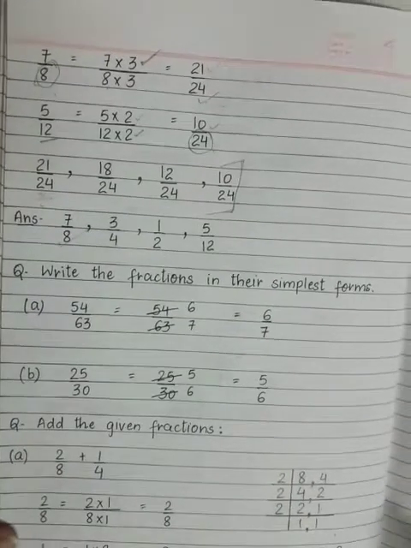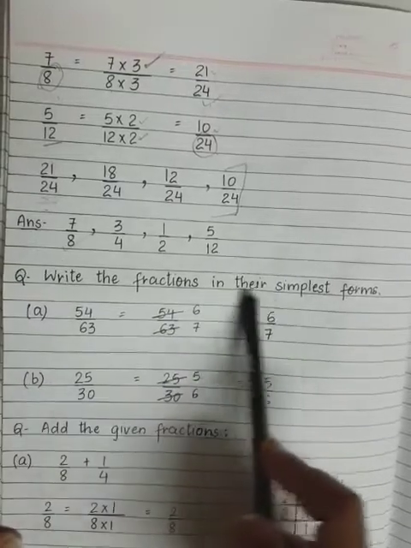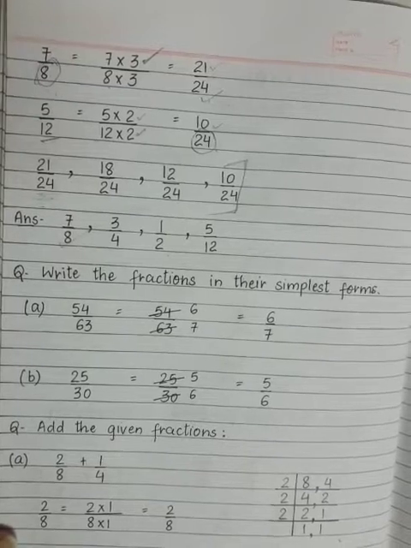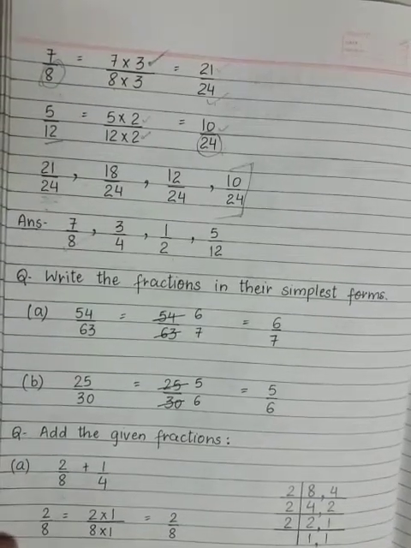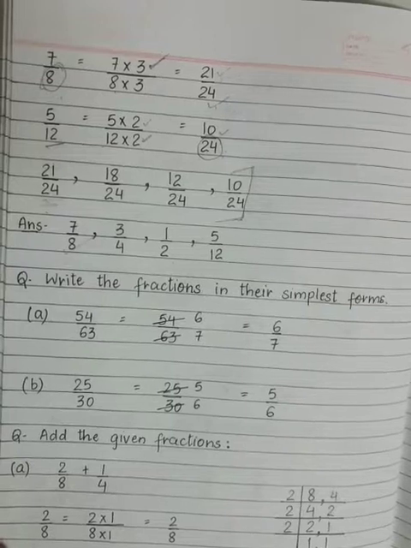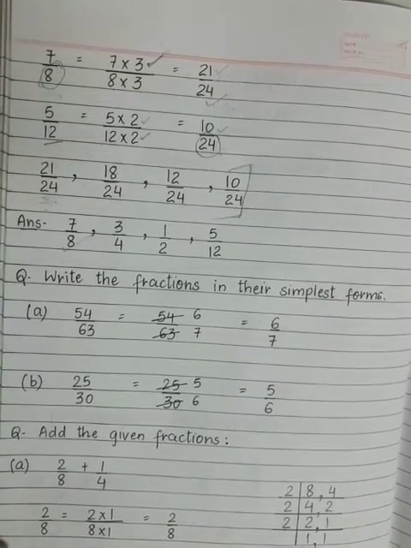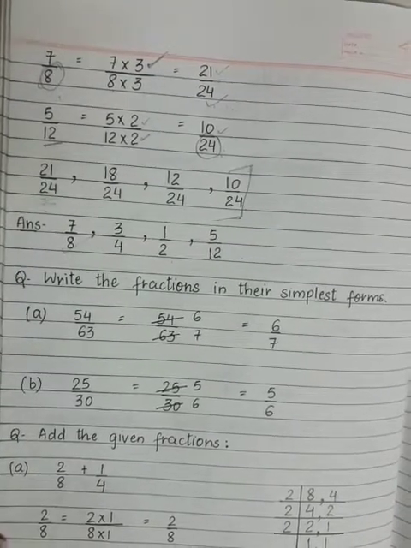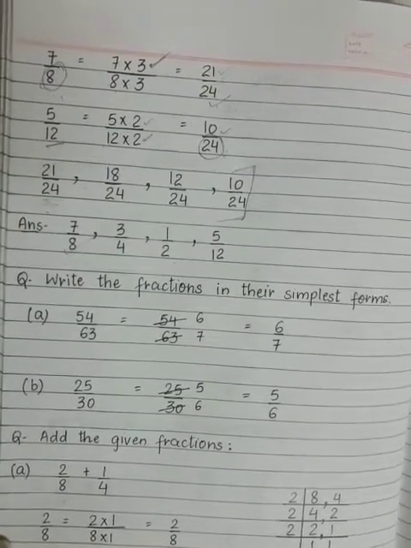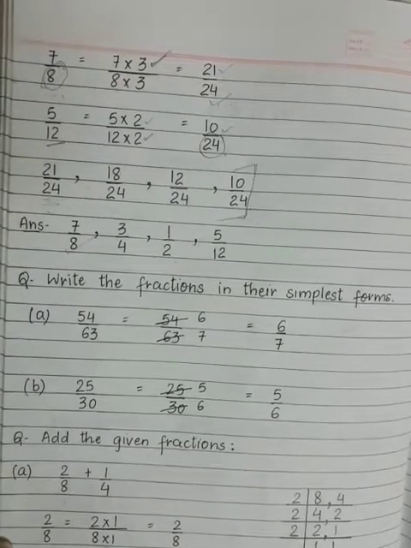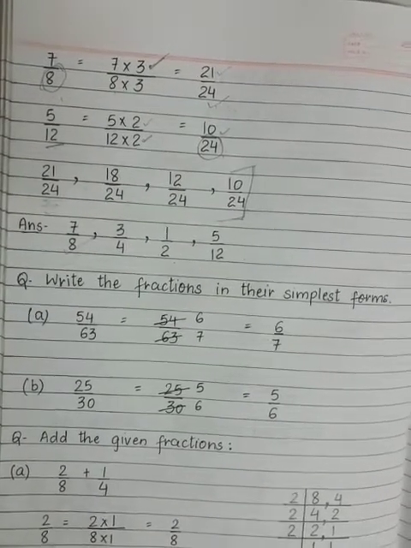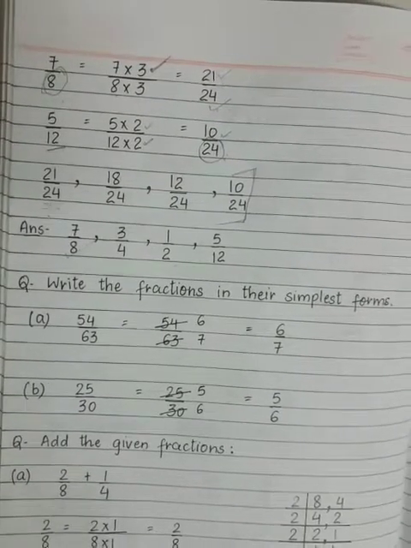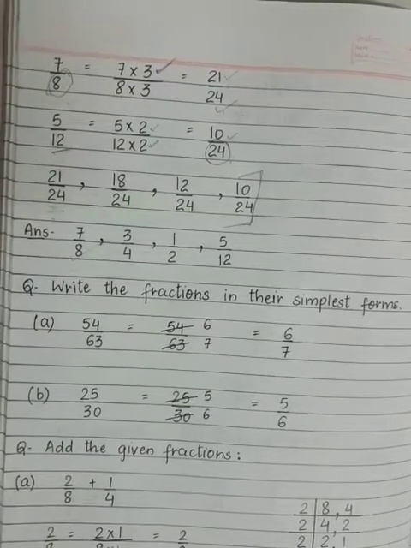Now, coming to the next question, write the fractions in their simplest form, okay. Now, children, a fraction is in its lowest term or simplest form when its numerator and denominator have no common factor other than 1. Okay? And how can we reduce a fraction to its lowest term or simplest form? We can reduce it by dividing the numerator and denominator by their HCF, highest common factor.